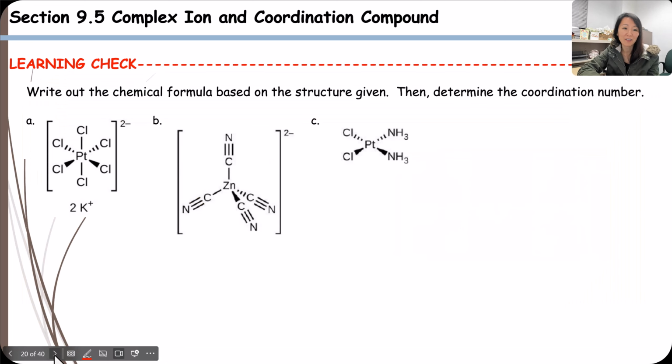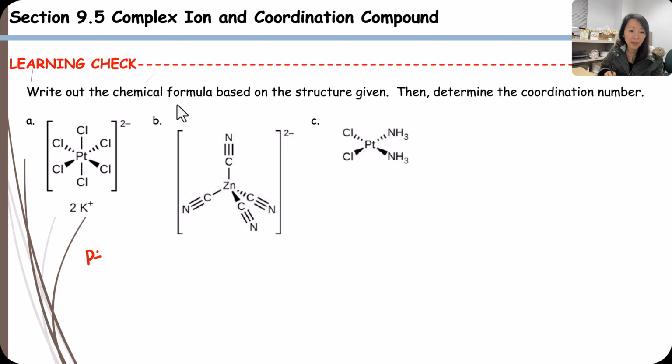Now let's do a learning check. Write out the chemical formula based on the structure given, then determine the coordination number. So let's give this a try. We have our platinum, and we have chlorine around it. We always write the transition metal first, which is platinum. Then we write chlorine and determine how many are around it. So there are 6 around it. And then we're going to bracket this, and notice that there is potassium outside, and there's 2 of them.